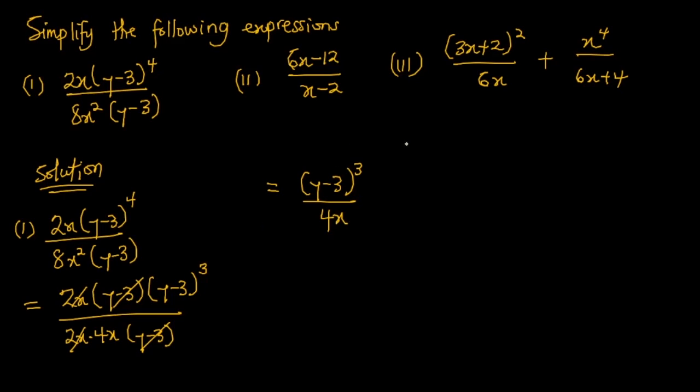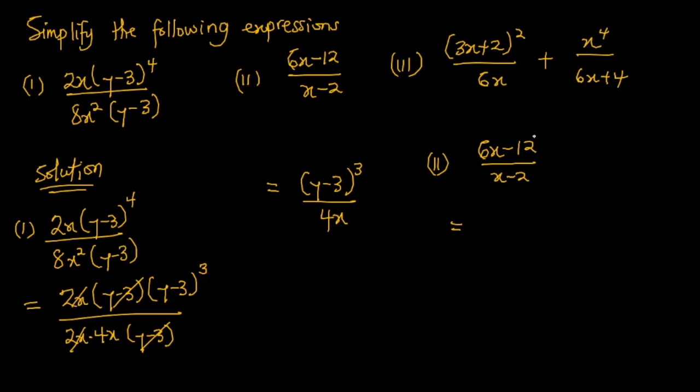Alright, let me look at the second expression. So we have 6x minus 12 on x minus 2. So just like how we saw in the previous example, when we have an expression like this, we need to rewrite it in a way that we can cancel something from the numerator and the denominator. We do that by looking at where we think we can factorize. We factor something out to get a common factor at the numerator and the denominator, then we cancel out.